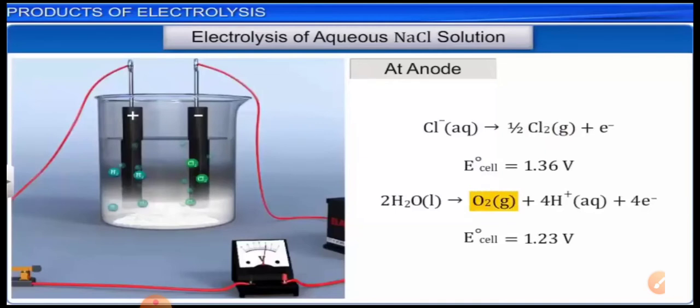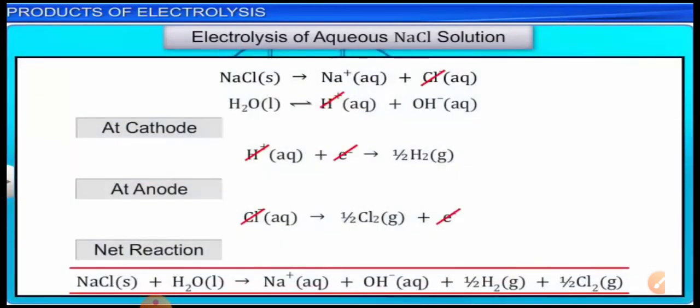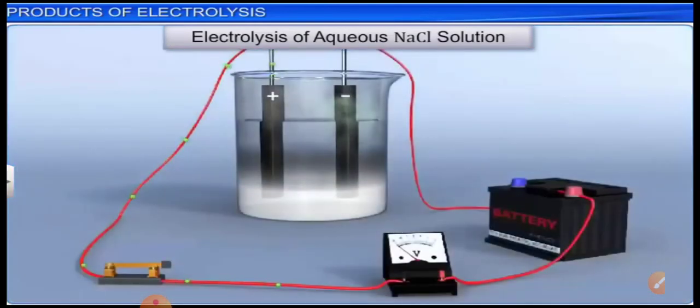Fine. So keep one point in mind: if someone asks that the values and the reaction are contradictory, you must say the reason is the overvoltage. And now the conclusion is, you may add both of the reactions and you will find that from the combination of NaCl and water, you will get sodium ion, hydroxyl ion, hydrogen gas and chlorine gas as the final product. Fine. So that is all about the sodium chloride solution.